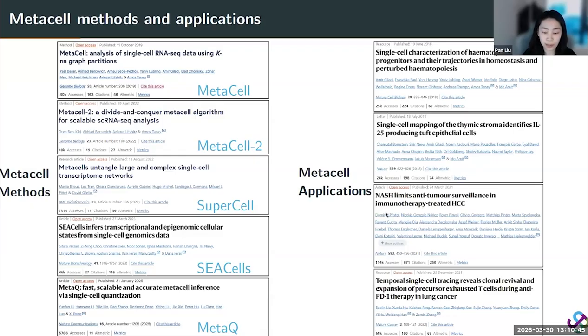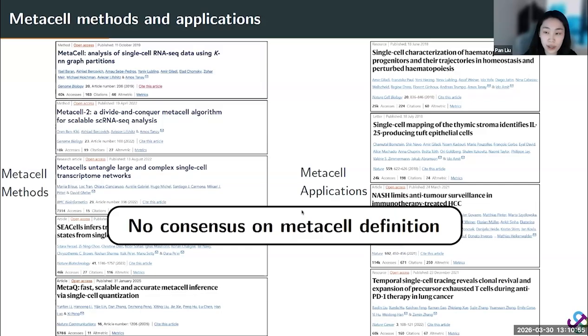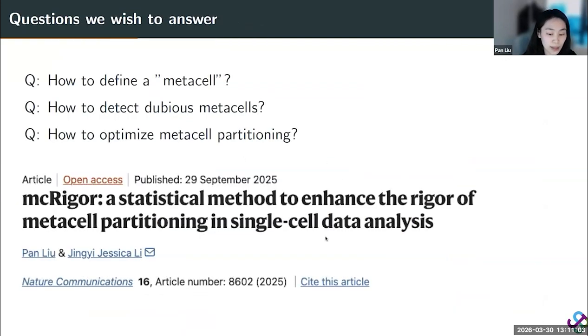They have either come up with some very straightforward ways of defining metacells or just used one of these 5 general methods. But looking at all these papers, we do not really see a consensus on metacell definition. People can just do it in their own way. So motivated by this background, we developed our mcRigor method because we wish to improve the rigor of metacell definition. Generally, we wish to answer three questions. First is how to define a metacell.